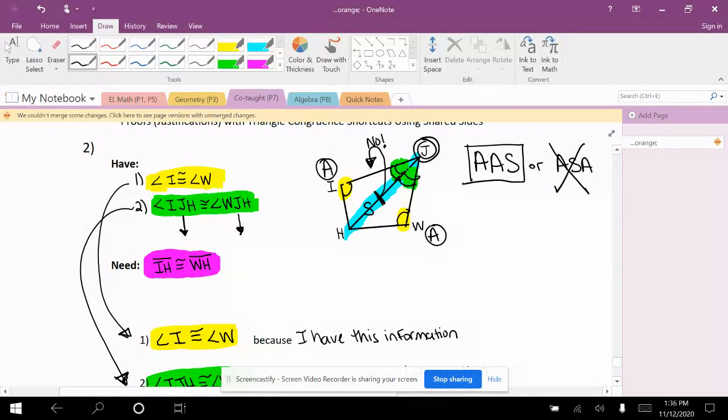So we know these two triangles are congruent by angle, angle, side.